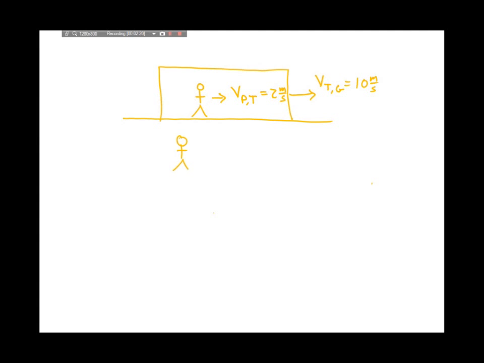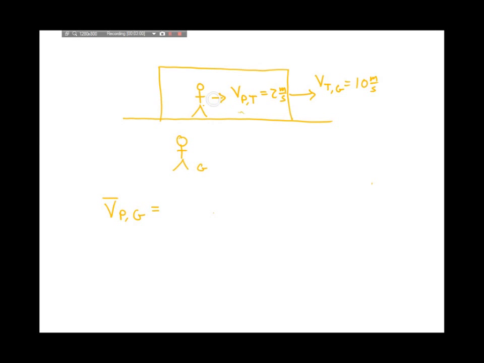And here's my observer on the ground. I want to know what the velocity of the passenger on the train is as seen by the observer on the ground. So what I'm looking for is the velocity of the passenger with respect to the ground. And the thing is that we already know what this is going to be, right? We don't have to do any calculation. We know, okay, well, the train's moving to the right at 10 meters per second. There's a man inside the train. He's moving in the same direction at 2 meters per second. So the person here on the ground is going to see this person on the train moving to the right at 12 meters per second, right?